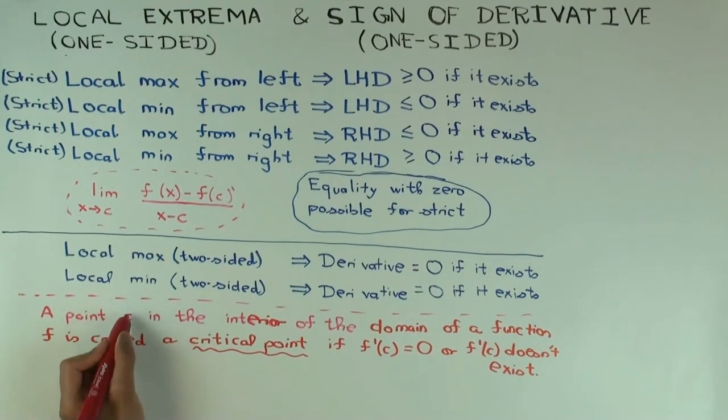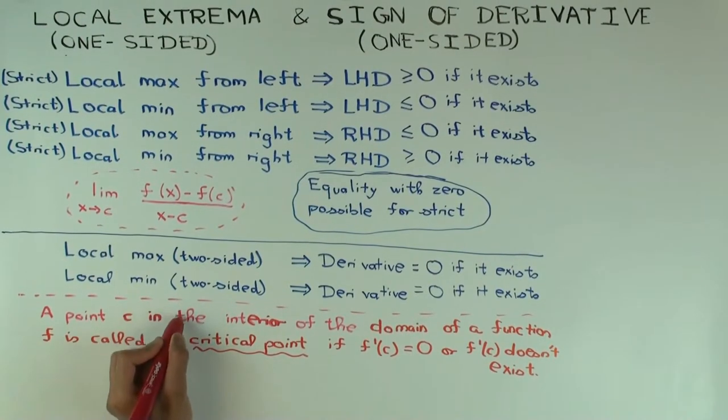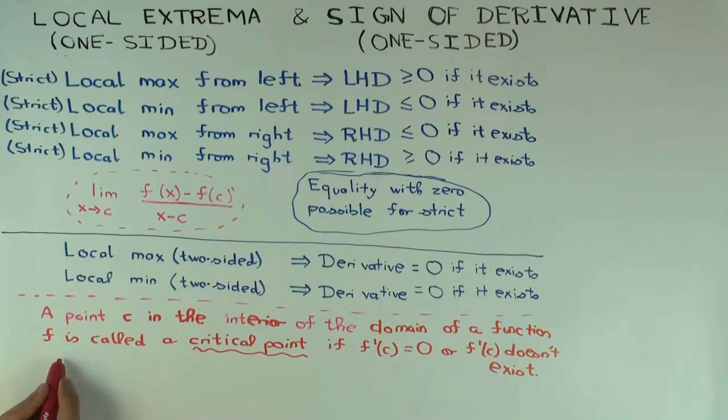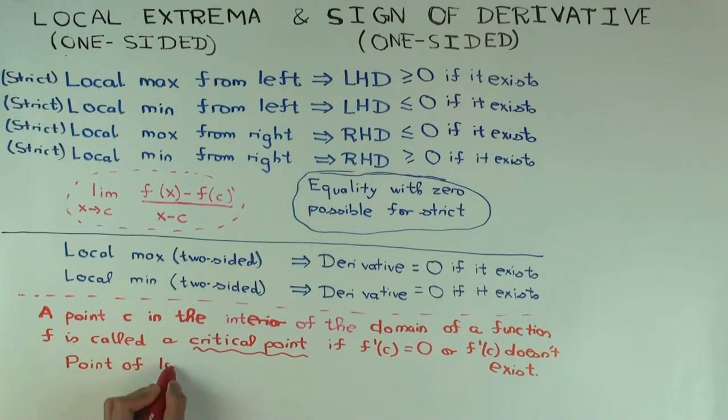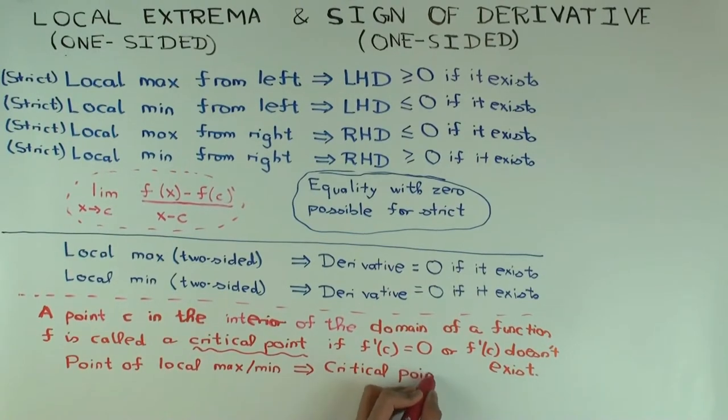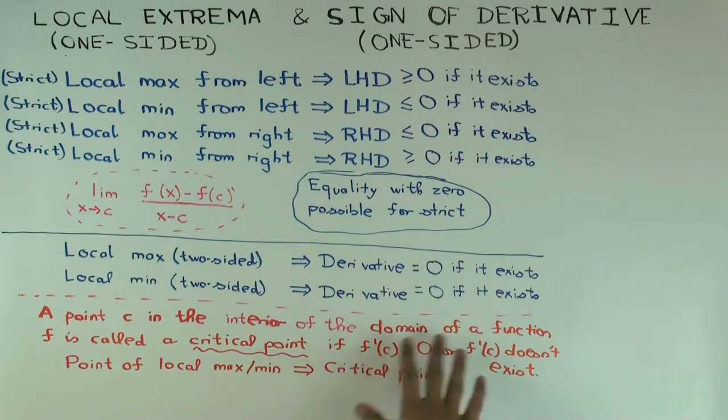So what can you say about the relation between local maximum points and critical points? Local maximum must be critical points. A point of local maximum must be a critical point. Why? Well, we said for a point of local maximum, the derivative, if it exists, has to be zero. So another way of saying that is that the derivative either is zero or it doesn't exist. So that's another way of putting it.